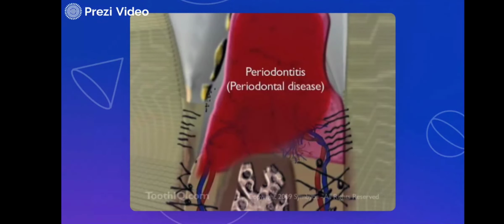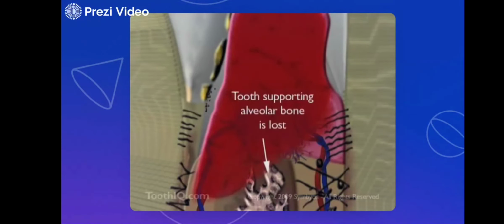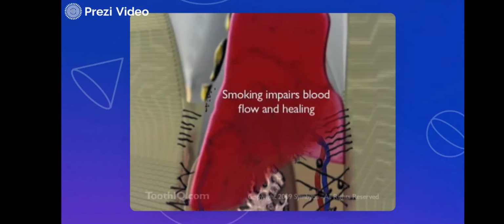The sulcus depth increases to the point where the patient can no longer effectively remove plaque, leading to the destruction of tooth-supporting bone. Smoking impairs blood flow and can significantly interfere with a patient's ability to fight the bacterial infection. Other factors may be involved.